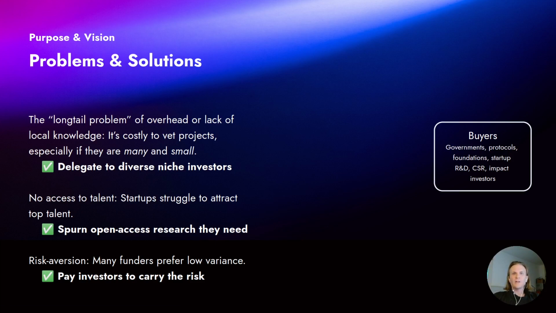So the basic idea behind retroactive funding is that there is some sort of buyer or retrofunder that provides funding as an incentive. This could be a government, could be some sort of protocol in the blockchain space, it could be a foundation, it could be a startup in a growth sector that is doing R&D. It could be a company that has a corporate social responsibility budget. It could be impact investors, donors, all sorts of altruistic actors. And the idea is always to create an incentive to commit to paying out some sort of reward to create an incentive for project developers and investors.